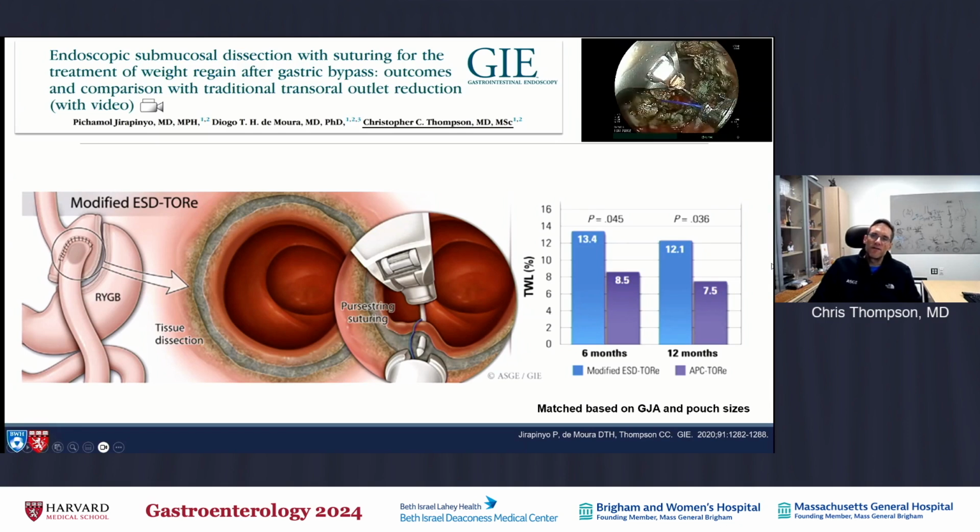On average, you place 15 stitches into one of these outlets. I'm only showing a few of them in the interest of time. And then what you're going to do is size it over a balloon. So this balloon is probably about an 8mm balloon. And then you'll have a nice new outlet there that is going to be very durable.